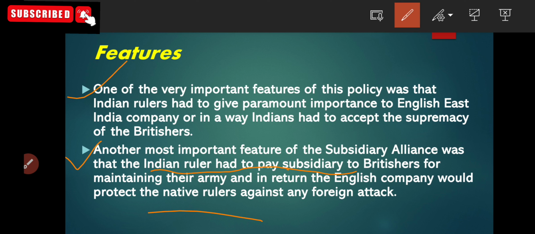Another very important feature of the subsidiary alliance was that the Indian rulers had to pay a subsidy to the Britishers for maintaining their army, and in return, the Britishers would safeguard the native rulers from the intrusion of foreigners, or they would protect them from foreign attack.